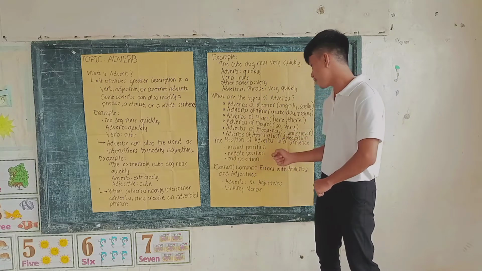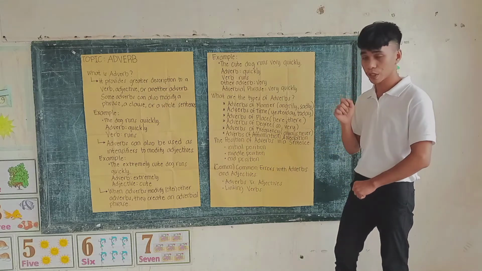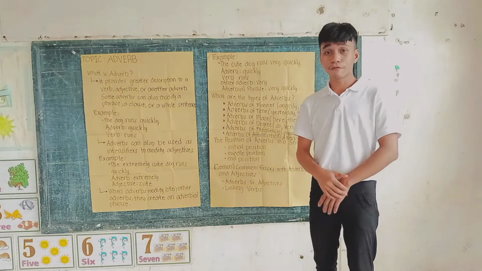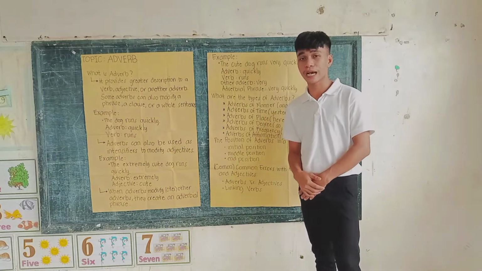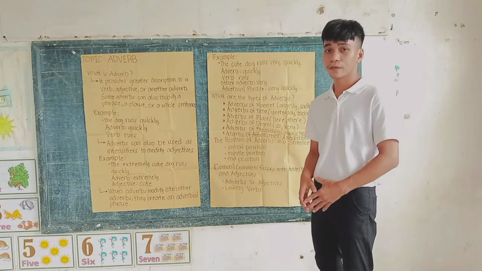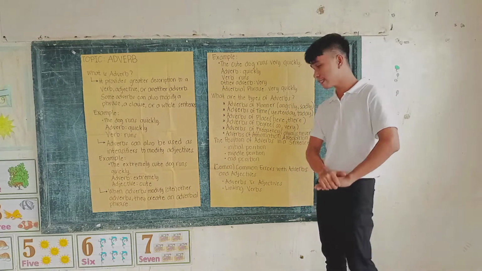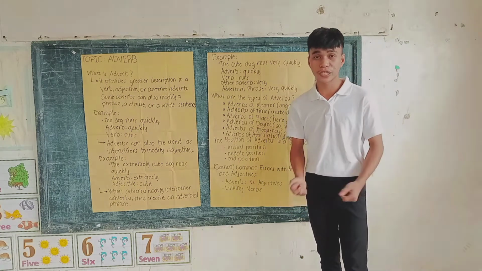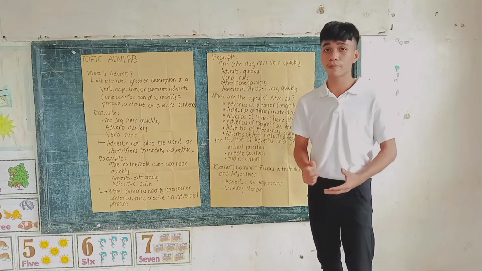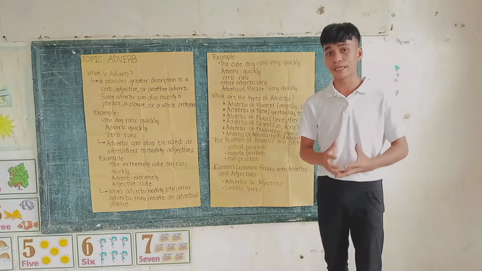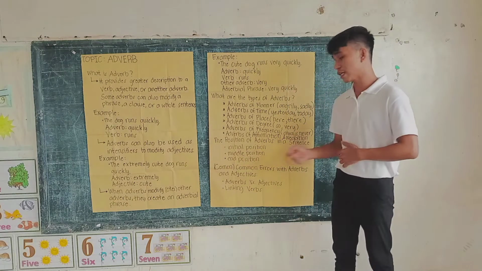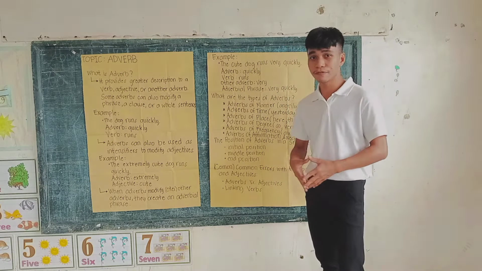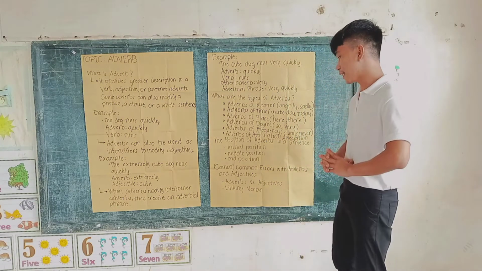So the positions of adverbs in a sentence are as follows. First, initial position. Like for example, unfortunately, we were too late. So we have the adverb unfortunately, which is positioned initially. Next, middle position. Like for example, we were unfortunately too late. So the adverb unfortunately is positioned at the middle. So the last one, end position. Like for example, we were too late unfortunately. So the adverb unfortunately is positioned at the end.